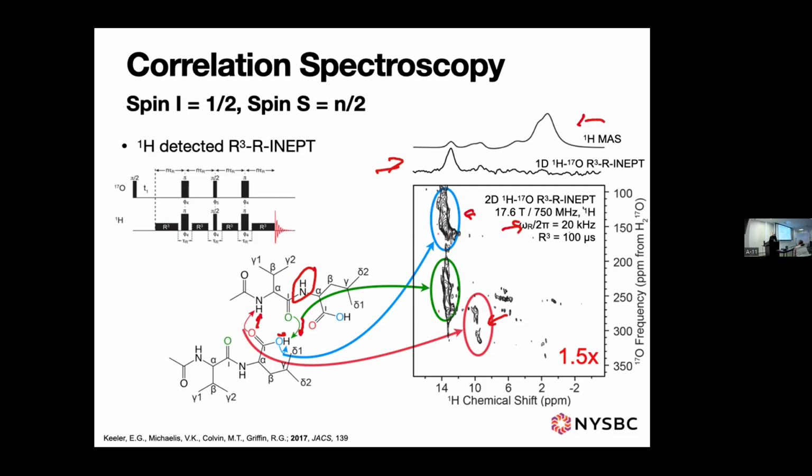So are the green and the blue peaks cross peaks showing up at that same acid proton? It's hard to tell. It's too broad to tell if those are actually the same. They shouldn't be. Actually, yes, they should be.